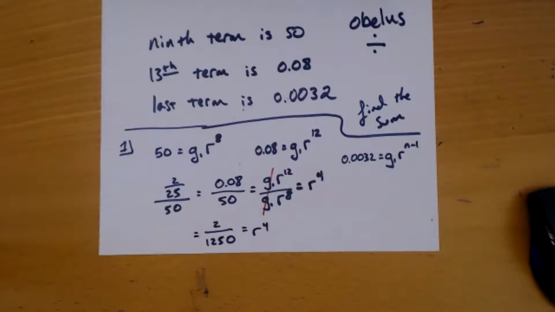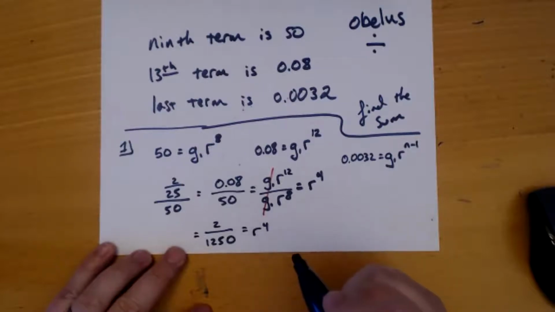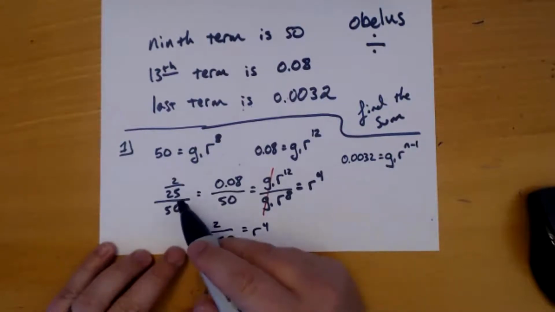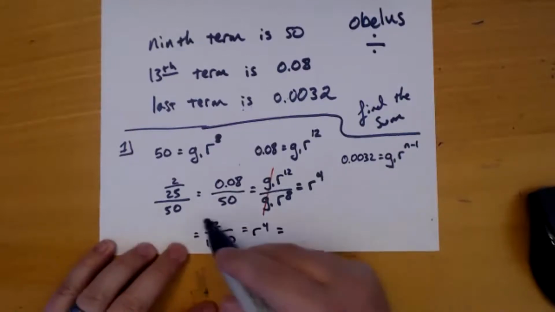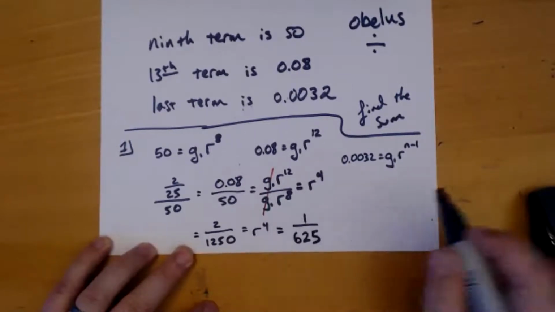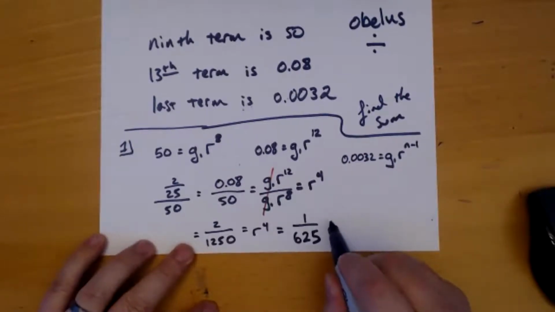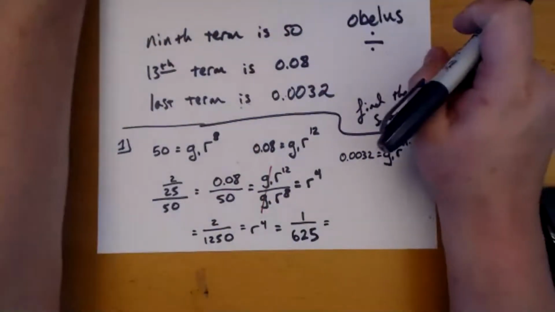Oh, 625, I lied. Is that right? Yeah, because I think you just have to simplify it. Yeah, I can, because they're both even. And that's 1 all over 625.